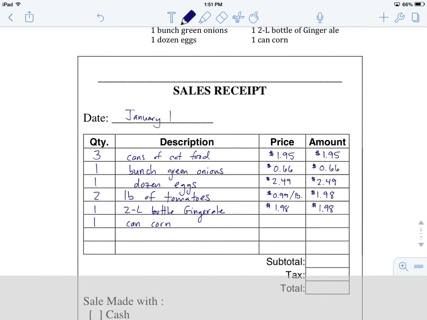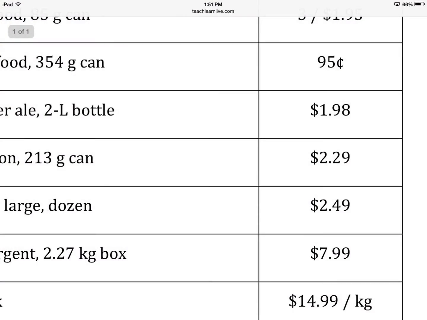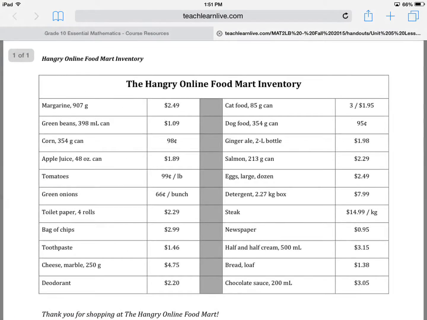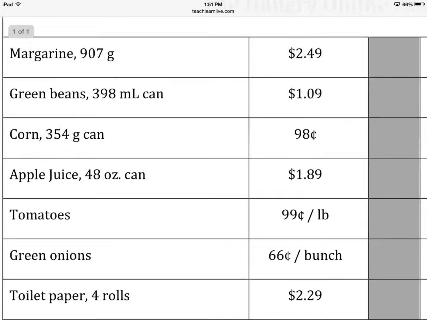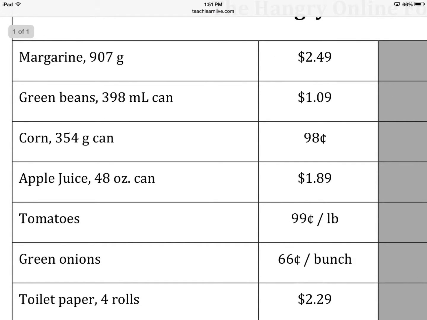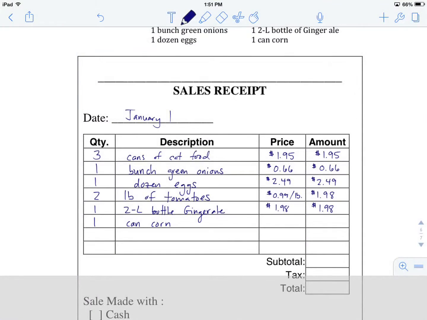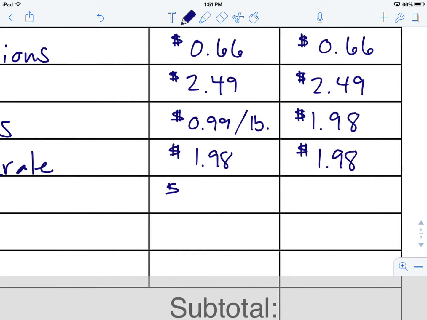Last item on the list is 1 can of corn. Let's go find it. Can of corn. There's corn right up there, third from the top. That's going to be 98 cents for a 354 gram can. So 98 cents, let's get back over there. It's going to be 0.98. And again, I only want one of them, so I'm just going to take that as the amount as well.